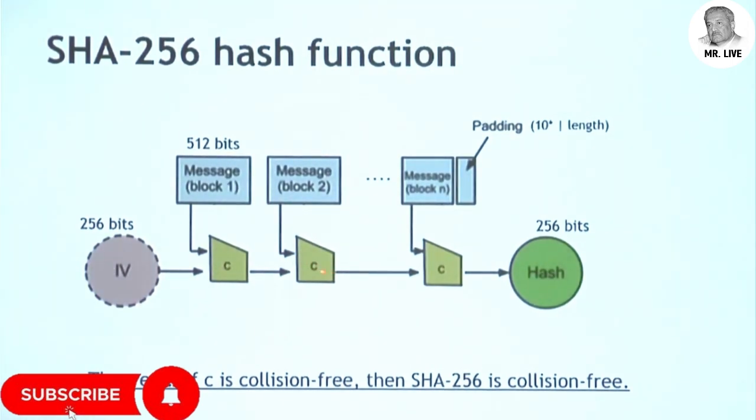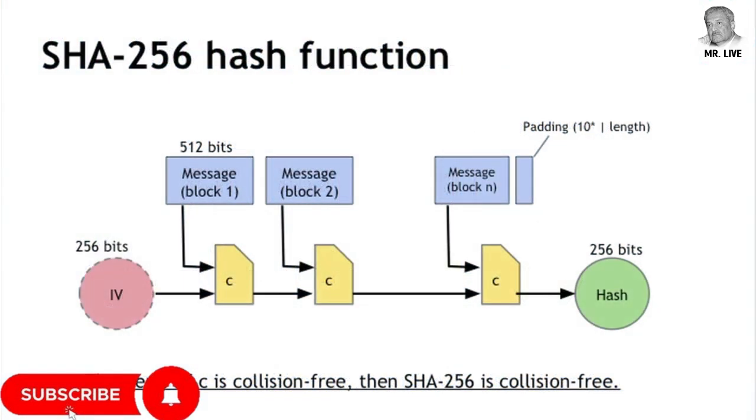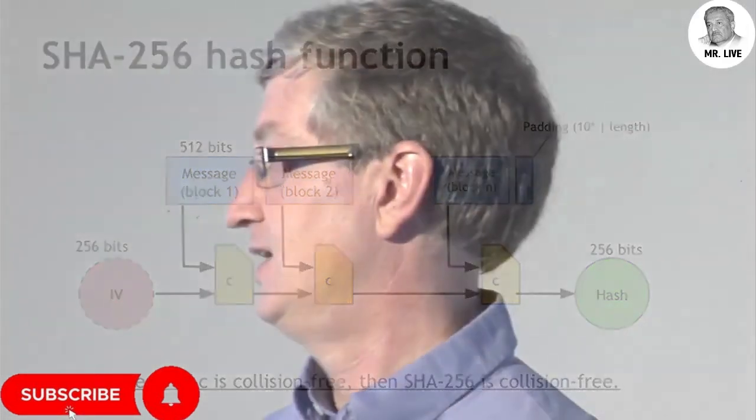Each iteration of C crunches in another 512-bit block of the message and mixes it in, sort of logically, to the result. And when you get to the very end, you have consumed all of the blocks of the message plus the padding. The result is the hash. That's a 256-bit value. And it's easy to show that if this function C, this compression function, is collision-free, then this entire hash function will also be collision-free. The other properties are a little bit more complicated, so I won't talk about them here.